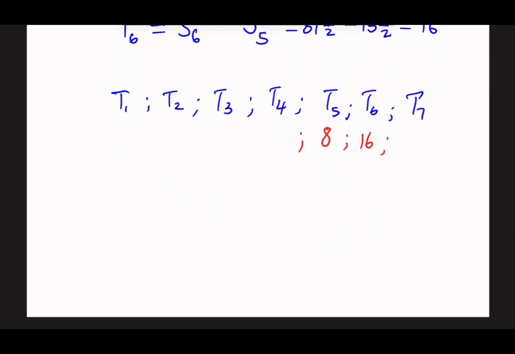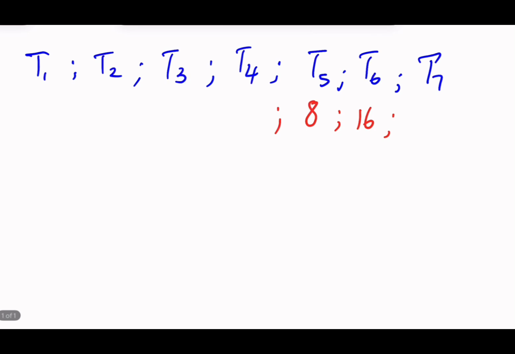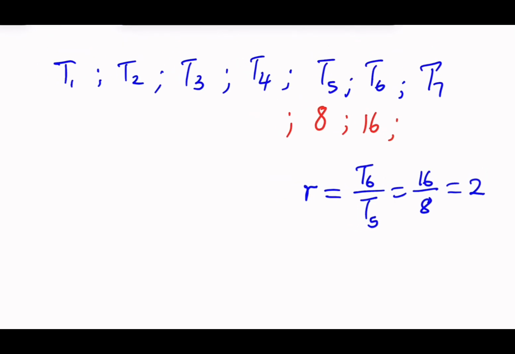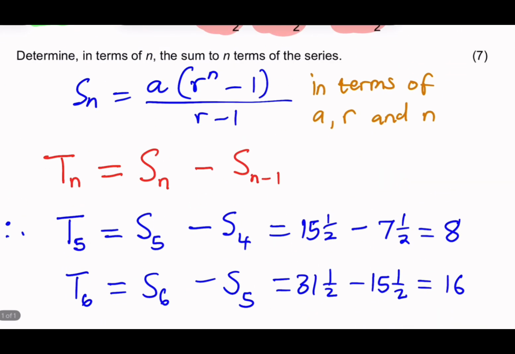get that. And from this, I can find R just by going T6 divided by T5, which would be 16 divided by 8, which is 2. So I now found R, and I'm going to use it when I come back here so that I can replace it here and there, and I've got one less variable. Not eliminated, but substituted by its value.